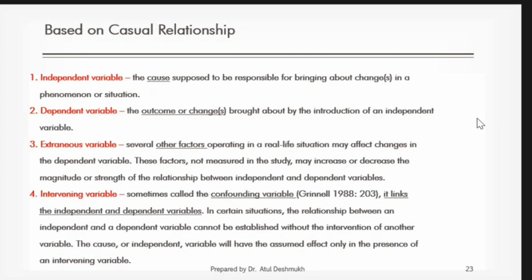Here, what is happening? What is expected, or what is the ideal situation? Your independent variable, that is electric vehicle, should act only on the dependent variable, that is air pollutants.